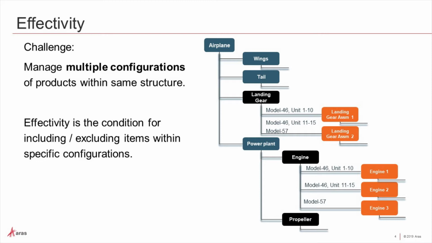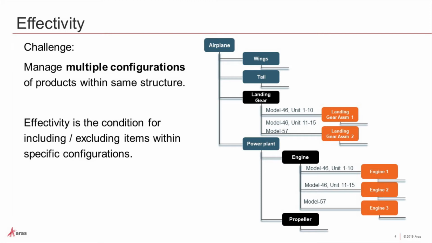On the right-hand side, I have an example of an airplane system and subsystem breakdown. In configuration items such as landing gear or engine, we have multiple solutions. For landing gear, we have two landing gear assemblies, each with applicability based on an Effectivity. For example, landing gear assembly 1 is valid for product model 46 and for units 1 through 10, and landing gear assembly 2 is also valid for product model 46, but only for units 1 through 15. Landing gear assembly 2 is also relevant for model 57.